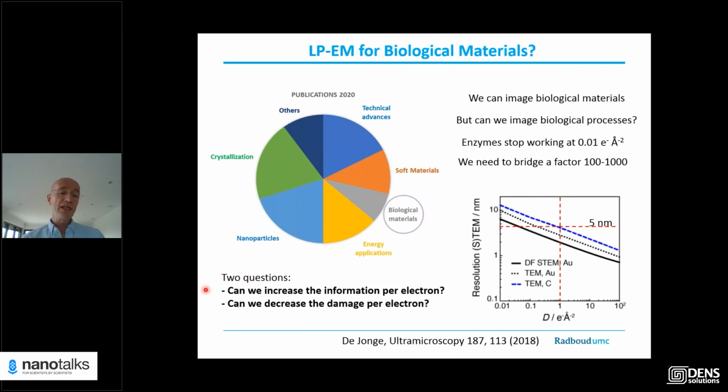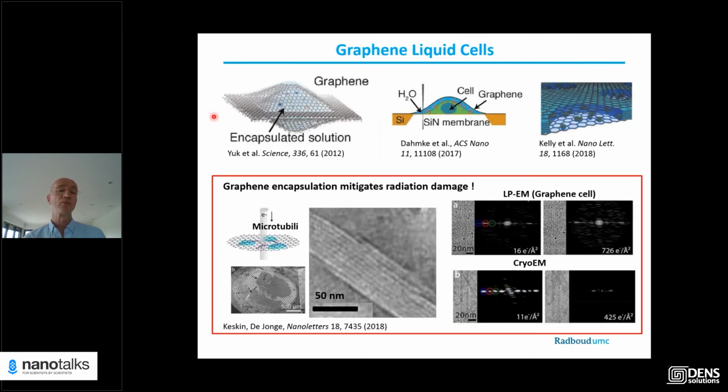So we are stuck with two questions. Right? Can we increase the information that we get out of every electron? And can we decrease the damage that every electron does? And here we can benefit from the evolution of graphene liquid cells.